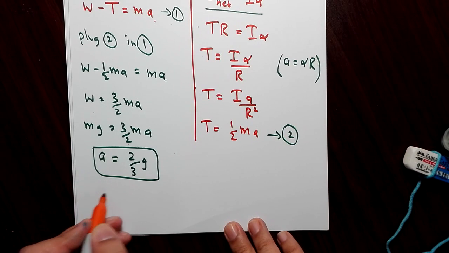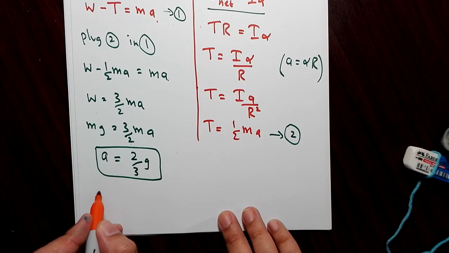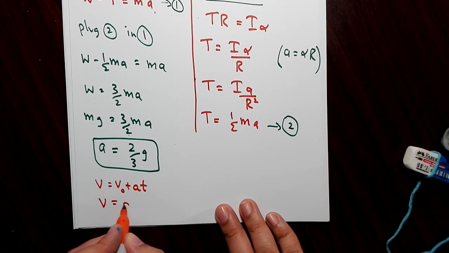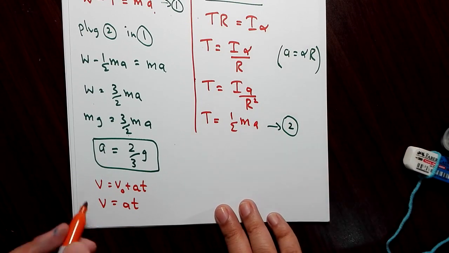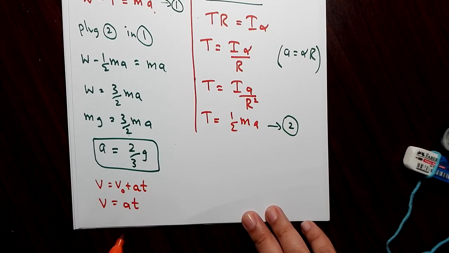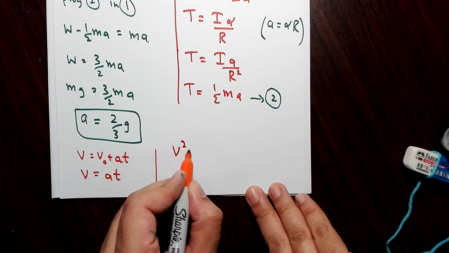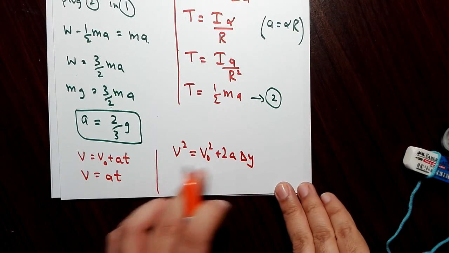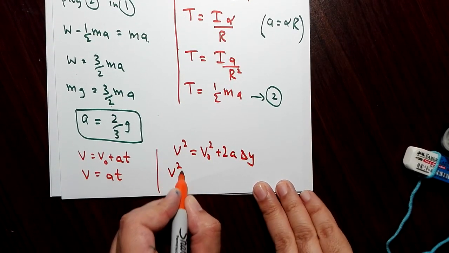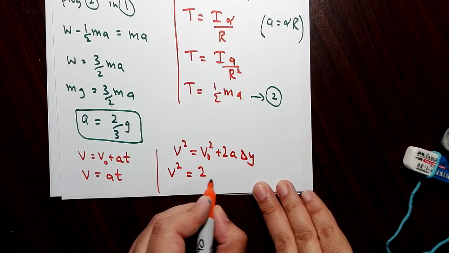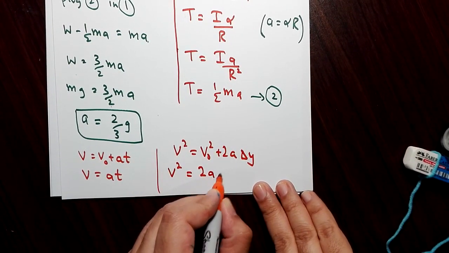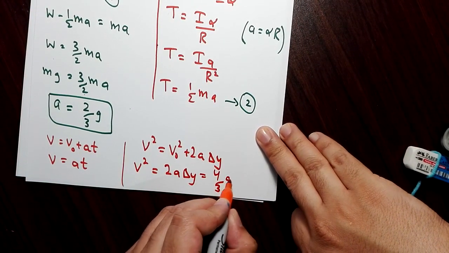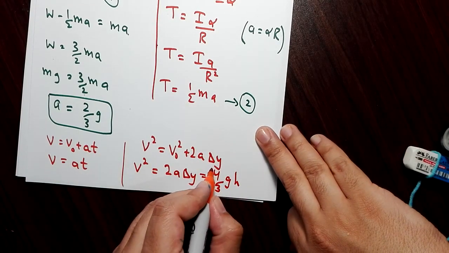Now you know the acceleration. Let's say that the yo-yo is released from rest, so you can use the equation v equals v naught plus at. Then you just get v equals at, where a is just 2 by 3 g. Or you can also use the equation v squared equals v naught squared plus 2a delta y. If v naught is 0, then you get v squared equals 2 times a, which is 2 by 3 g, times delta y. That gives you 4 by 3 g. Let's call delta y h. So keep this in mind.